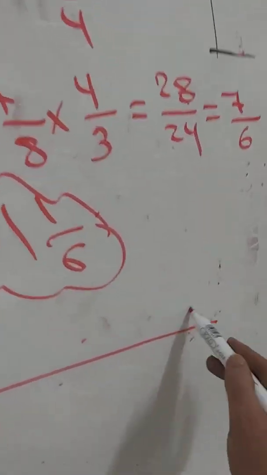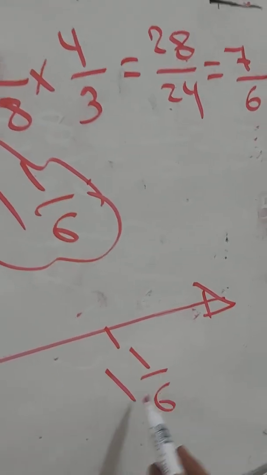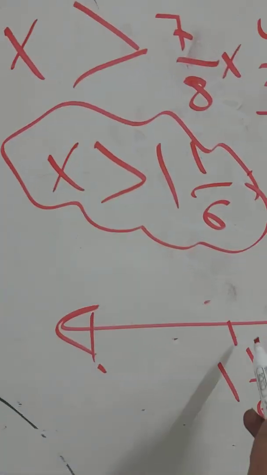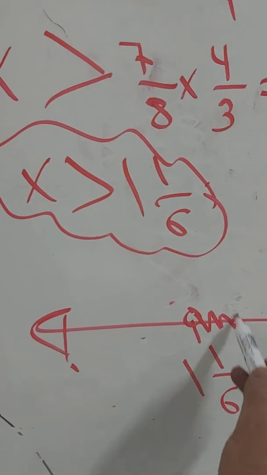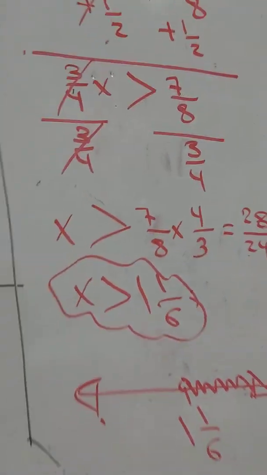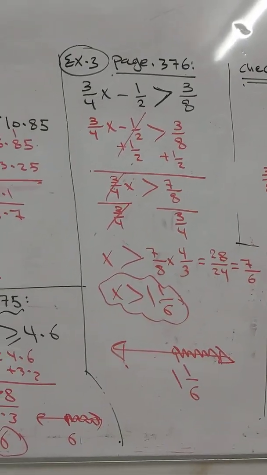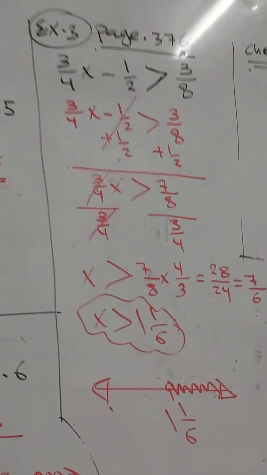Now to graph it, we will follow the same strategy of graphing. This is 1 and 1 over 6. X is more than, no equal sign means open circle, and I will go to the left because we have more than. This is example 3, page 376.